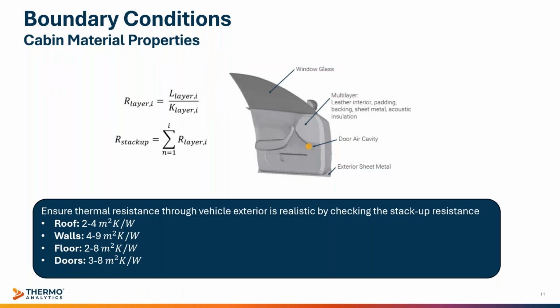Checking the resistance is going to be the simplest way to make sure that the material properties for the cabin are realistic. And here on this slide, we have listed some ranges that we commonly see for reference.